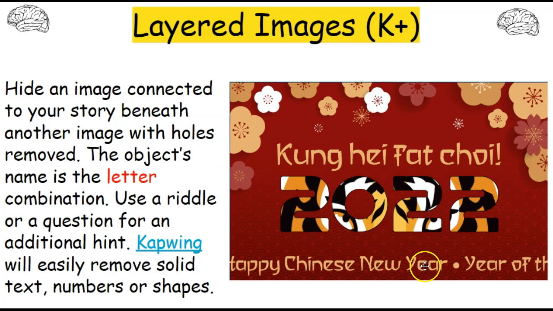Capwing will easily remove solid text, numbers, or shapes. So here in the example, this is a BreakoutEDU puzzle where they had to figure out what this thing was below the numbers for 2022, which you can see is a tiger. So tiger was the combination.